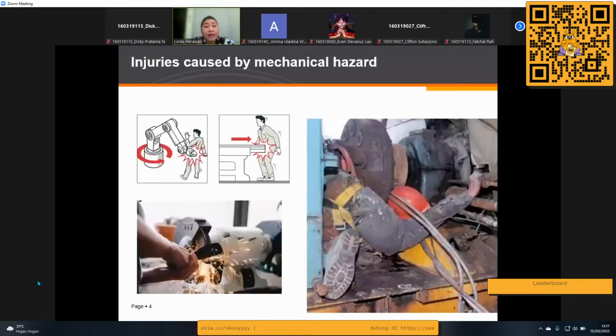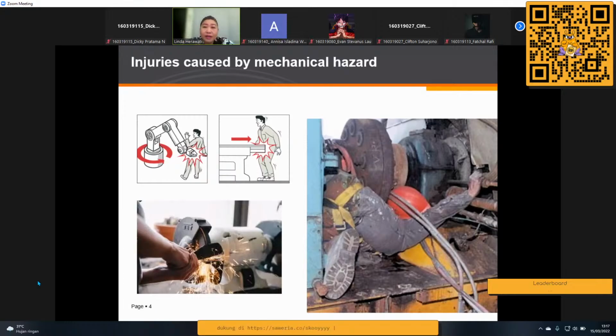Okay, and then these are some injuries caused by mechanical hazards. For example, you can be struck by a machine that moves forward and backward, or to the left and to the right, and also by the rotary blades, or you can get stuck in a machine like this one. It can cost you your life because your body could be cut vertically or horizontally. This is the condition that can happen, caused by the blade.